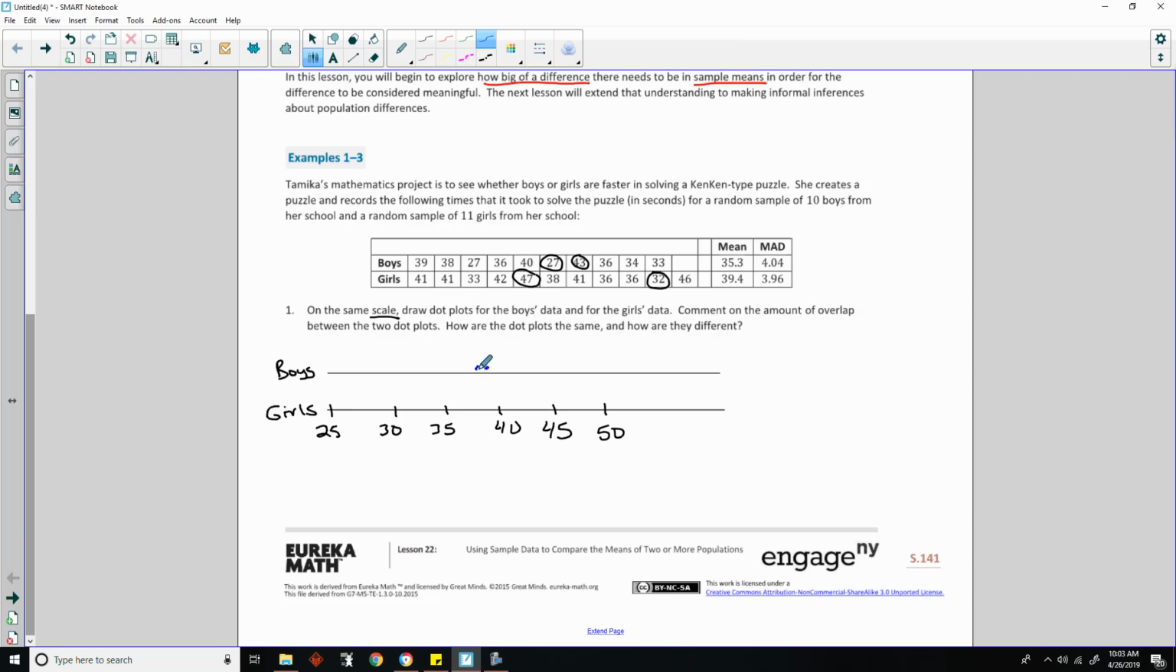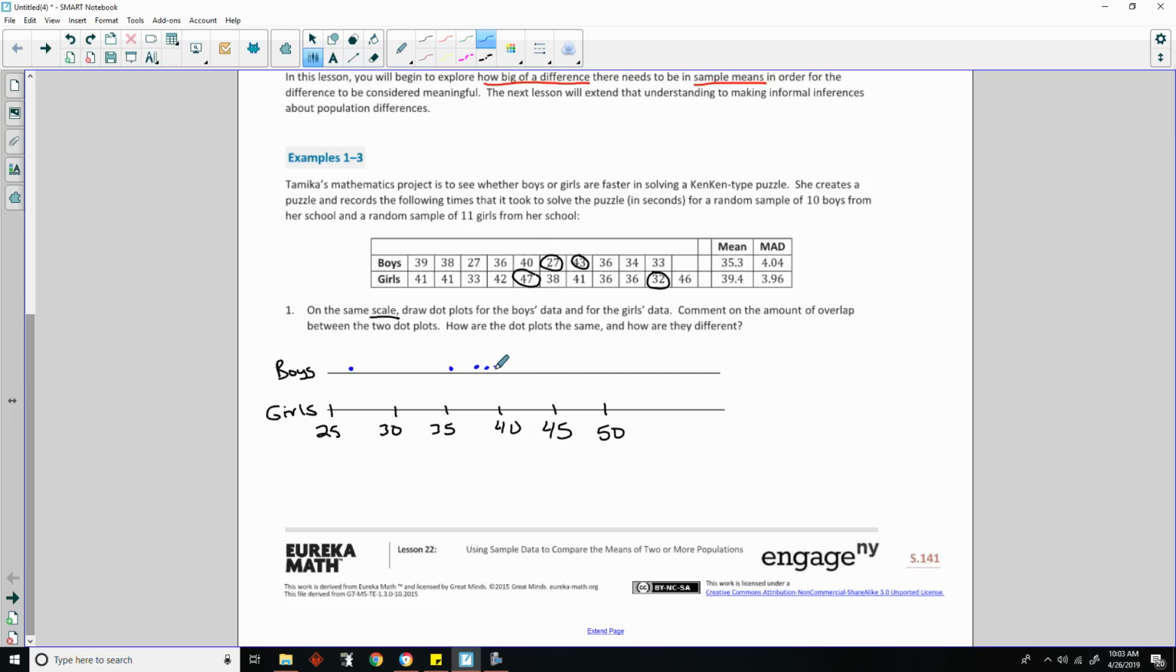There's a 38. Okay, and usually, well, I shouldn't do that there. Usually I like to put ones that are really close one on top of the other. No, let's keep doing it this way. Never mind that. I'm going to do them individually. 27 would be about here, just above the 25. 27, not quite halfway to 30, between 25 and 30. 36 would be here.